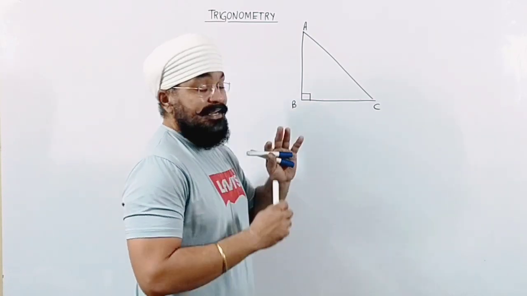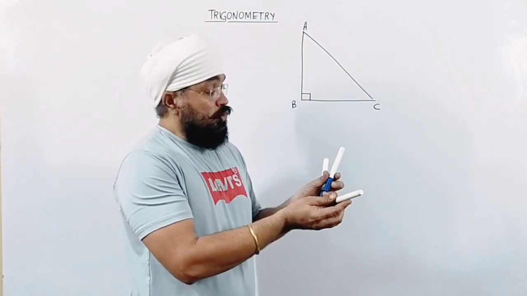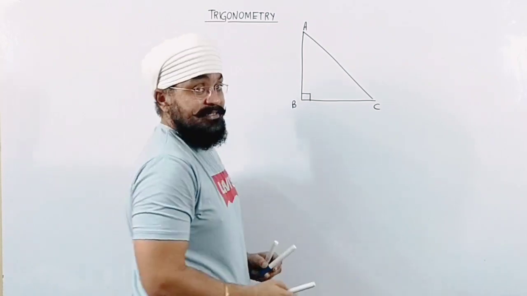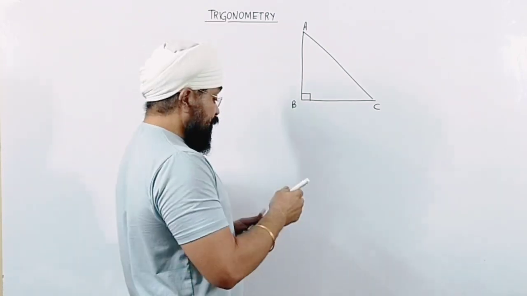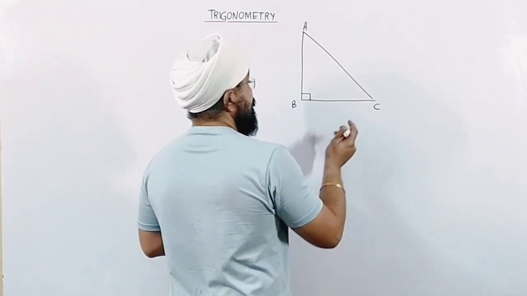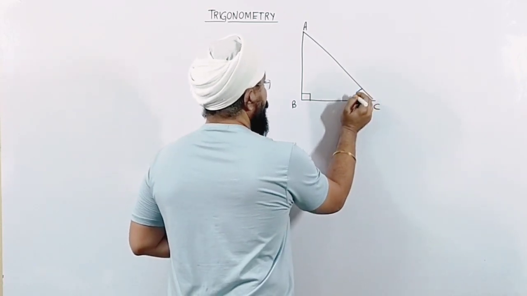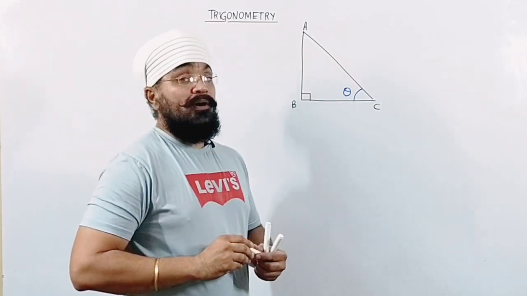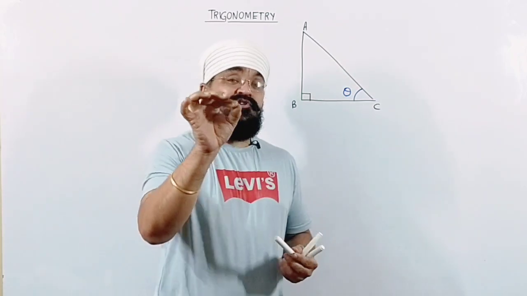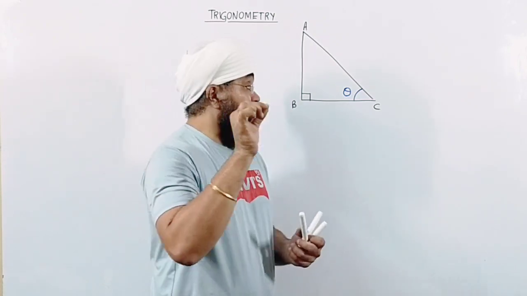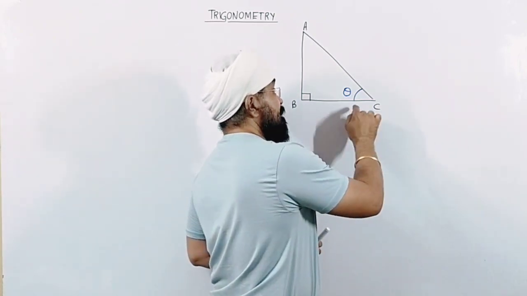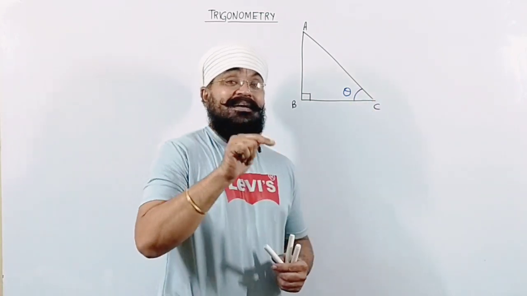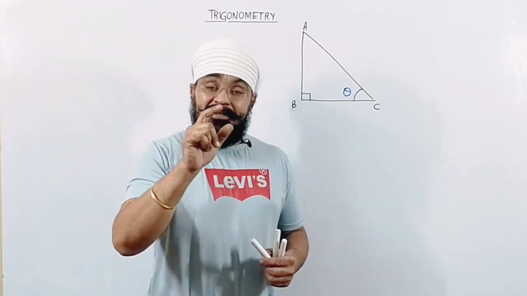Adjacent means two arms. If this is the 90 degree, then these are the two arms, so these are known as adjacent. But if I take one angle here, let us take this angle C, and denote it with the Greek letter theta, clear? For this particular angle C, I am taking the interior angle. Let that be equal to theta.